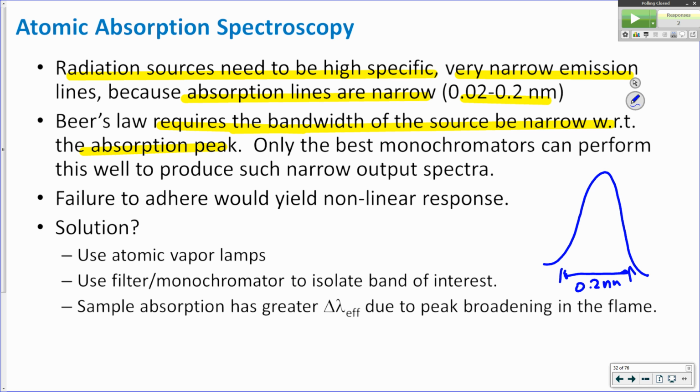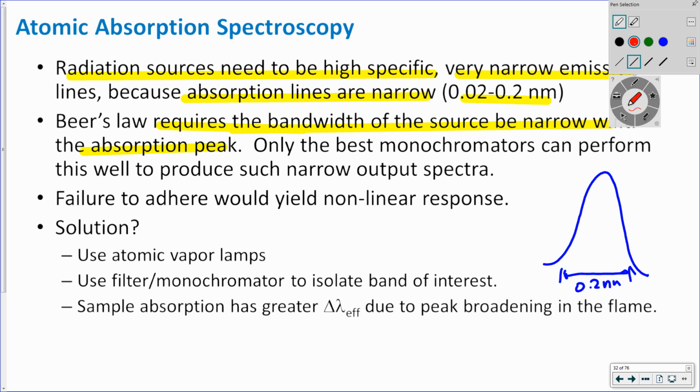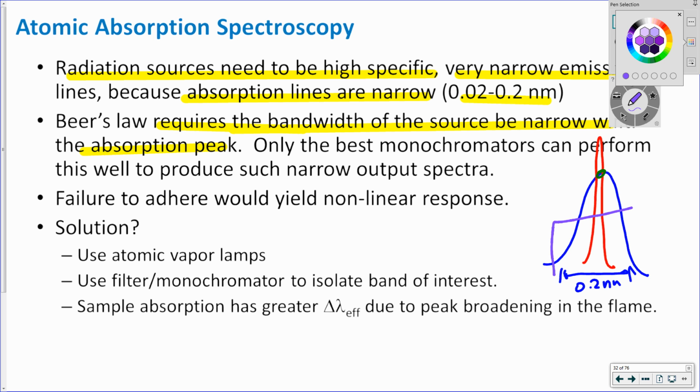For that to be linear with Beer's law, we need to have the light source be much narrower than that. And the idea is that we want it to be in a region up here where the molar absorptivity is not changing. If I had a source that had a very broad signal, so let's say my source was this broad, and the light I was putting in, what would happen in all these different regions, at every point in that, the molar absorptivity is going to be different.